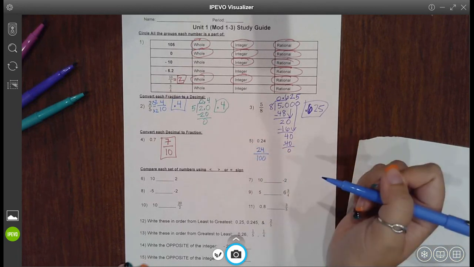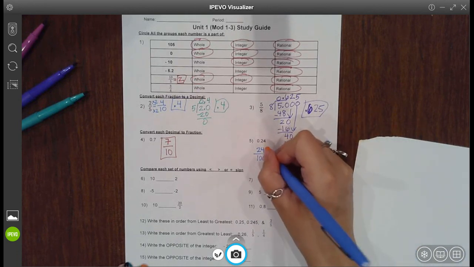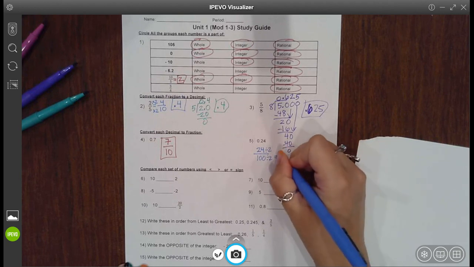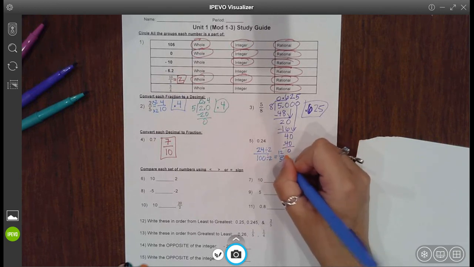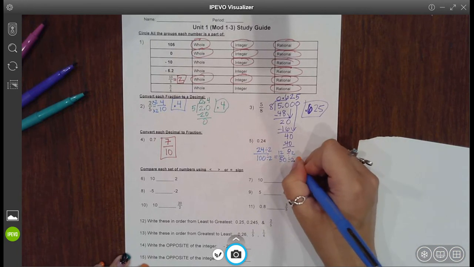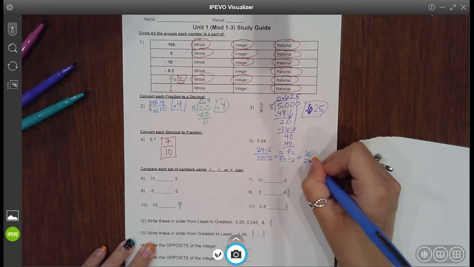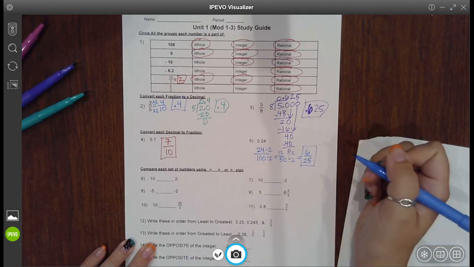Once you have your fraction, double check if you can reduce. I can. I'm going to divide by 2. So 24 divided by 2 is 12. 100 divided by 2 is 50. Oh, I can reduce again. So divide by 2. 12 divided by 2 is 6. 50 divided by 2 is 25. Double check. Nothing can go into both those numbers, so I'm done.